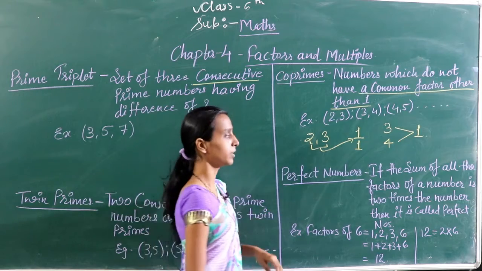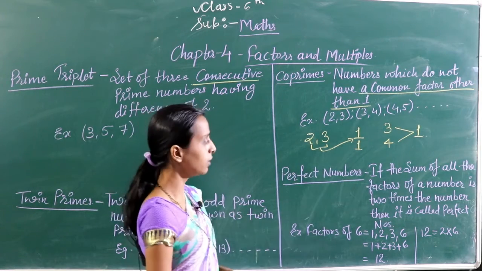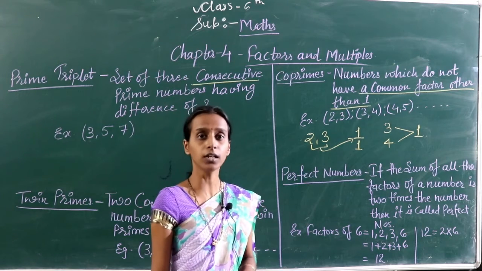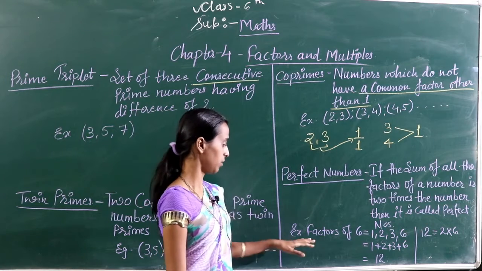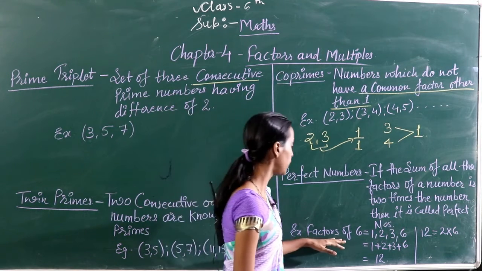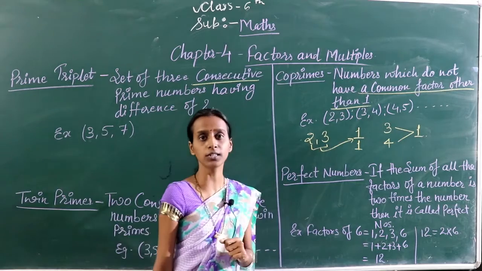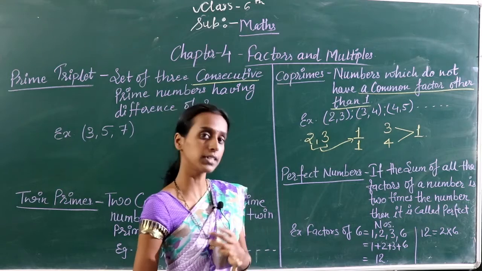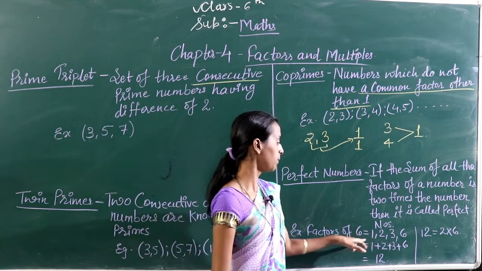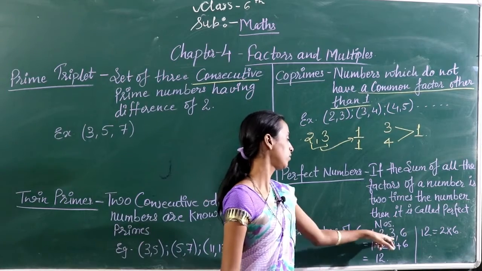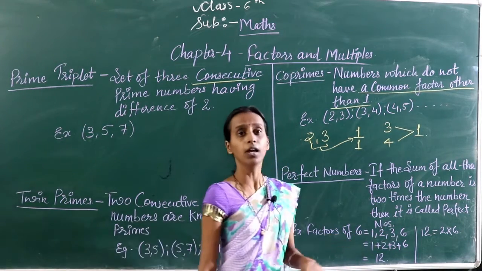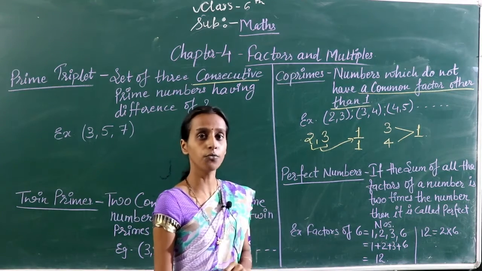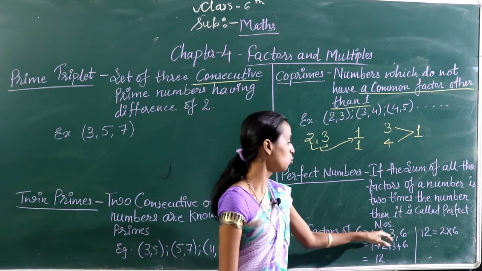Next is perfect numbers. If the sum of all the factors of a number is 2 times the number, then it is called perfect number. Okay, so if we take an example, if we find out factors of 6, what are the factors of 6? Factors of 6 मतलब ऐसे numbers जिनके ऐसा टेबल जिनके नंबर में 6 आता हो. ओके, जैसे 1 के टेबल में 6 आता है, 2 के टेबल में 6 आता है, 3 के टेबल में 6 आता है और 6 के टेबल में भी 6 आता है. So 1, 2, 3 and 6 are called factors of 6. Okay, so factors of 6 are 1, 2, 3 and 6.